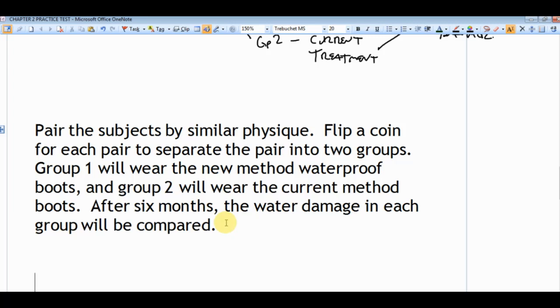We'll flip a coin for each pair to separate the pair into two groups. Group 1 will wear the new method waterproof boots, while Group 2 will wear the current method waterproof boots. At the end of 6 months, the water damage in each group will be compared. Pretty simple. Was that the one that they were expecting? No. Let me give you the one that they actually wanted to see.